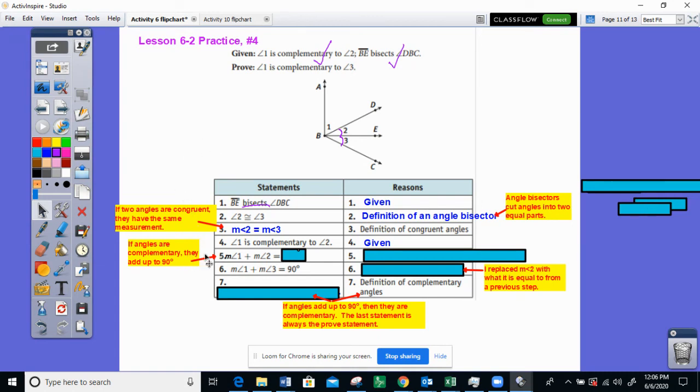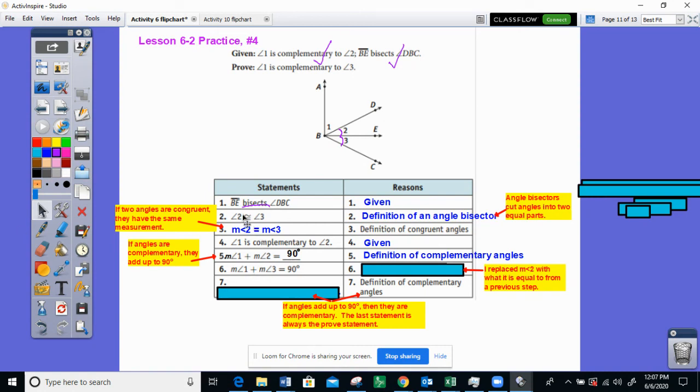What are complementary angles? Complementary angles are angles whose measures sum to 90 degrees. So that's going to go in this blank right here. How do we know that? It's because we know what complementary angles are. Is that going to be a definition, a postulate, or a theorem? Well, just like we use the definition of angle bisector for reason 2, this is going to be the definition of complementary angles.